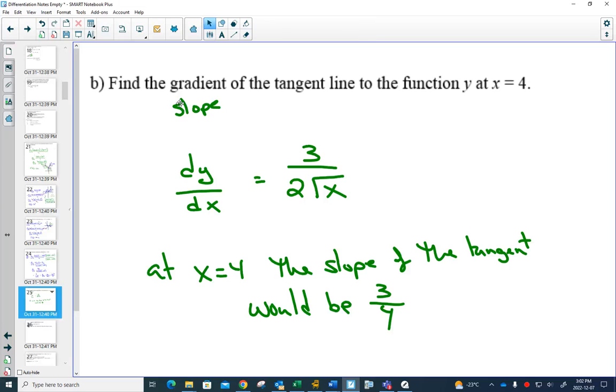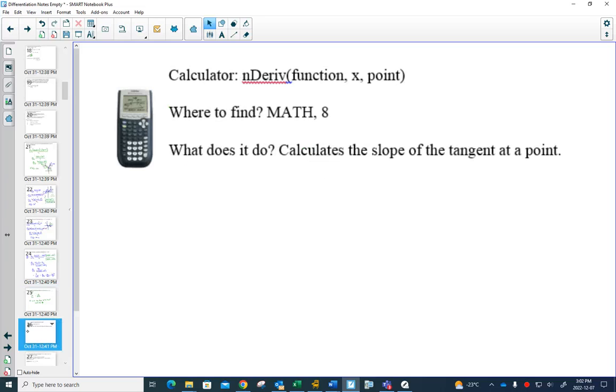Now your calculator has some nice built-in functions, so if you take out your calculator, in fact, we can do the question that we just did and see if we're right.